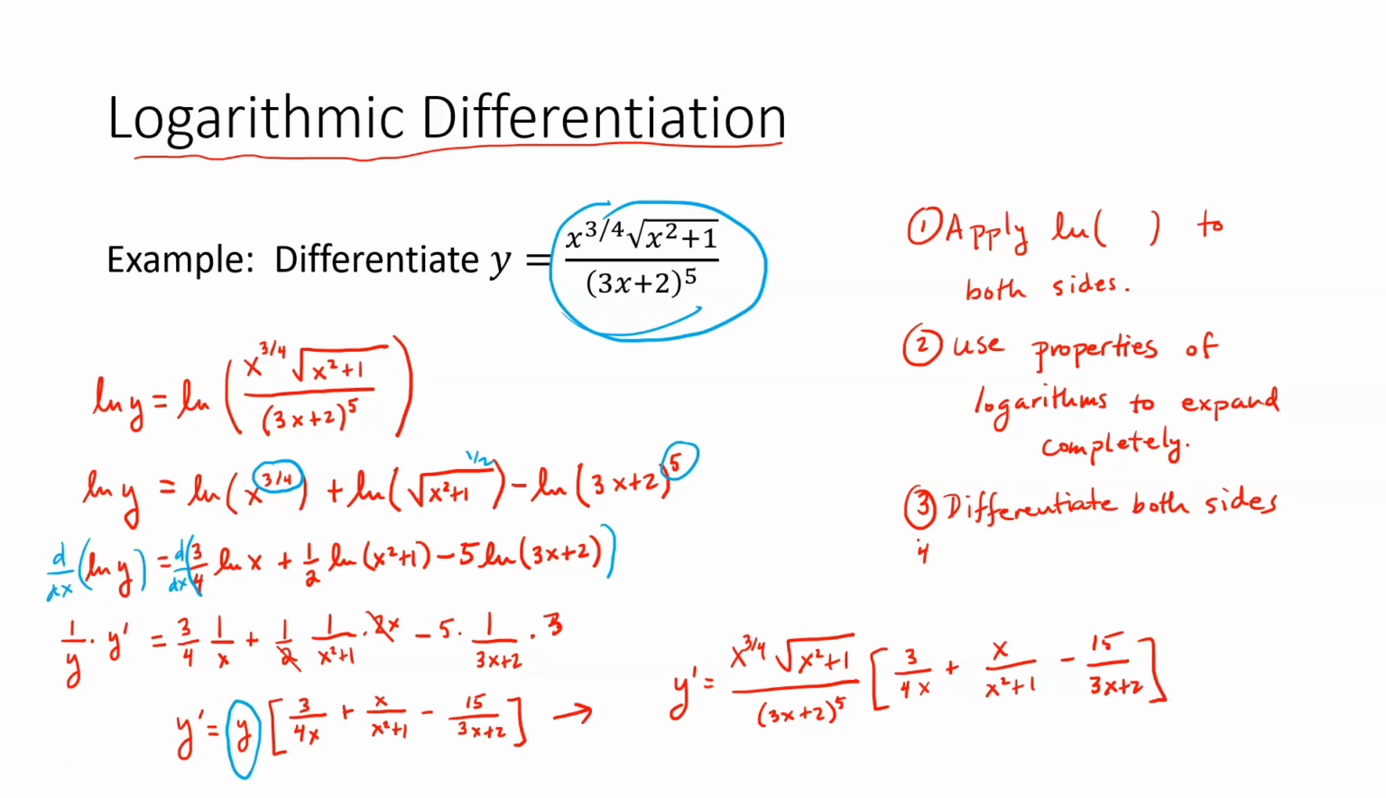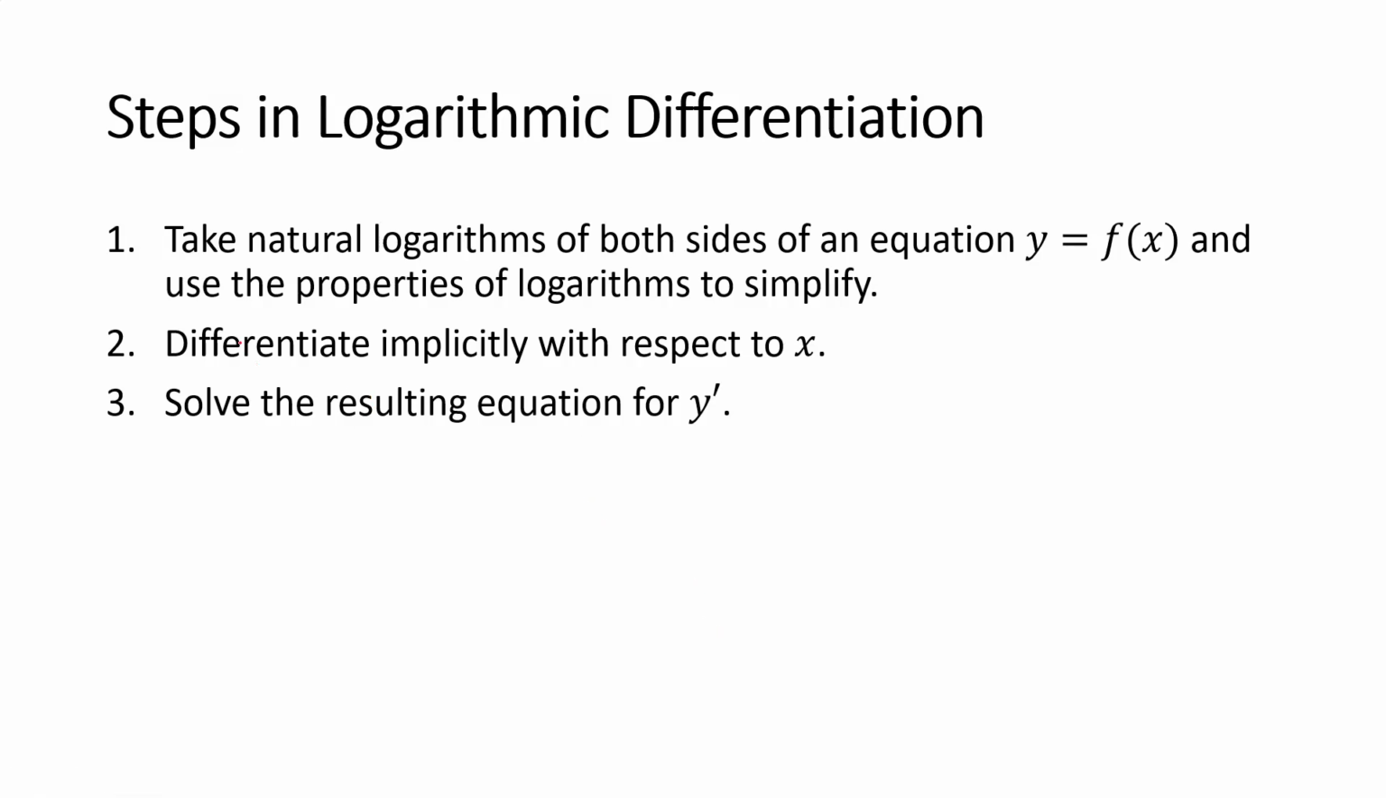So you see the last couple steps there was we found y prime implicitly, and then we replace y with the original function. Okay, so here's a breakdown of those steps. We took the natural logarithms of both sides of the equation and used the properties of logarithms to simplify, differentiate both sides implicitly with respect to x, and then solve the resulting equation for y prime.